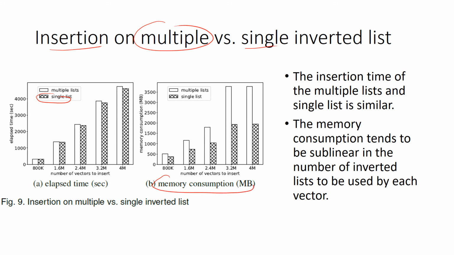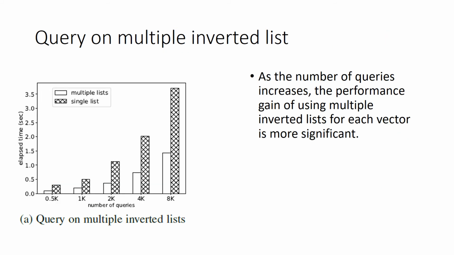And in terms of memory consumption, multiple inverted lists will consume more memory, so this is kind of obvious. But in terms of query processing, the multiple inverted list approach is more efficient because we can directly obtain those results from different places and then combine them together. But using a single inverted list, we need to perform more scanning.